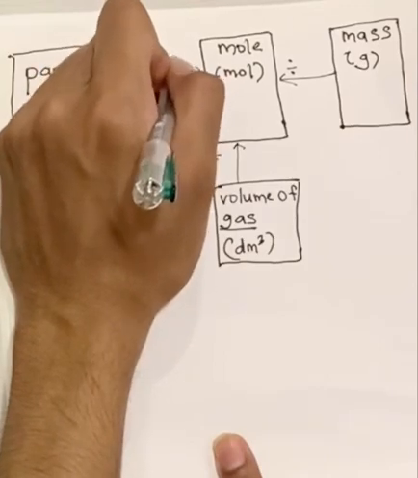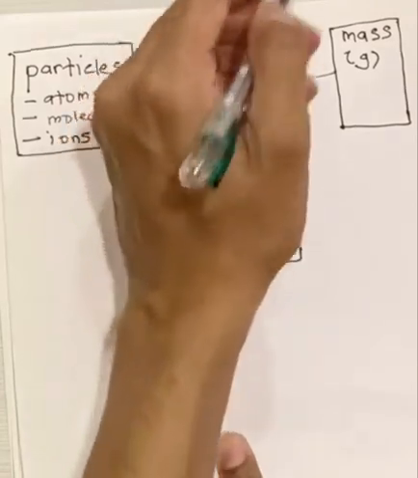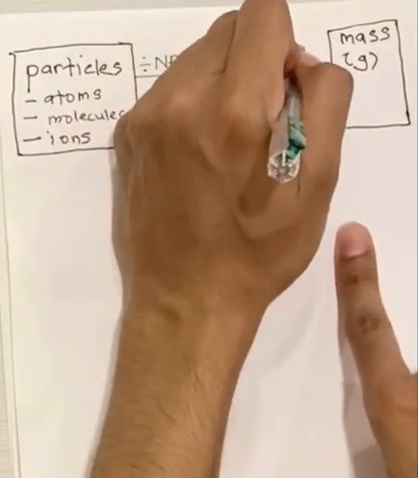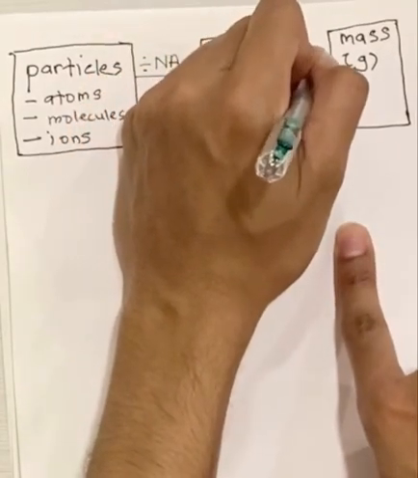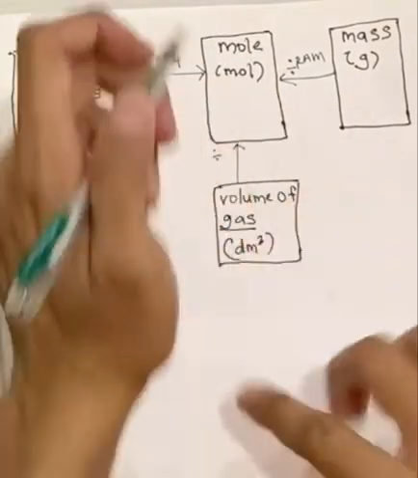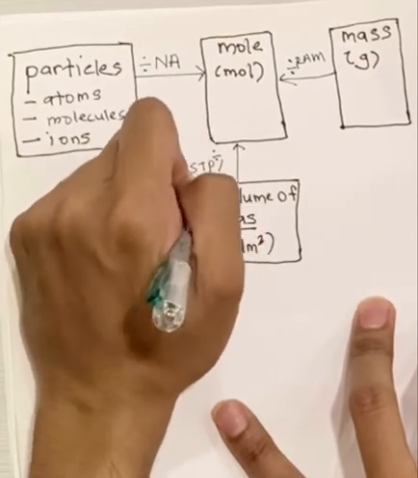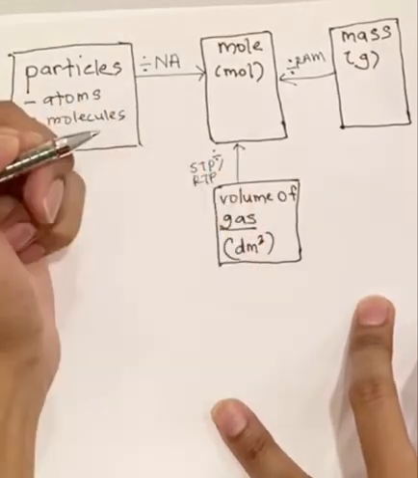I'll explain what this is in a bit. Okay, mass going to mole, you're going to divide by RAM or even a molecular weight. Okay, from volume, when you're going to mole, you're going to divide by STP or RTP. Okay, divide.